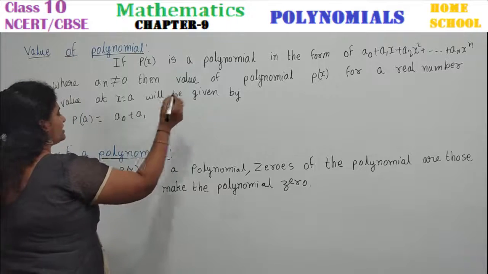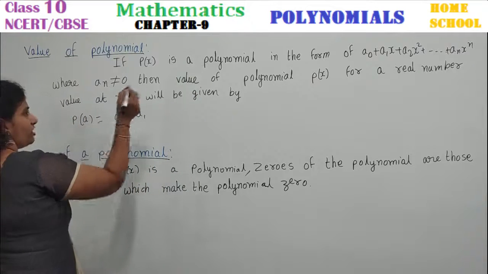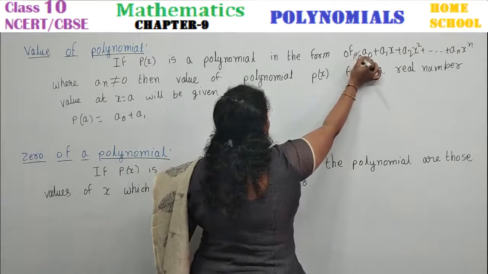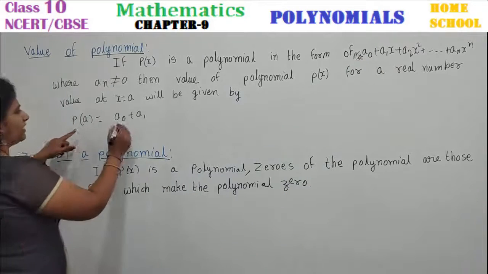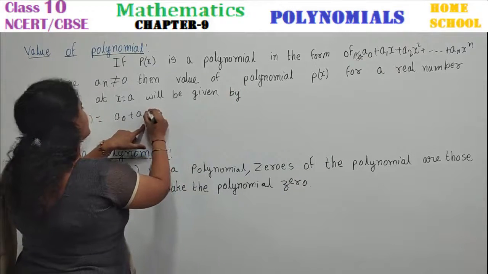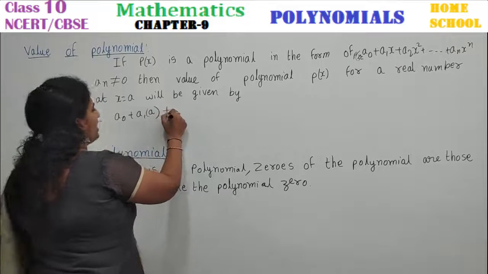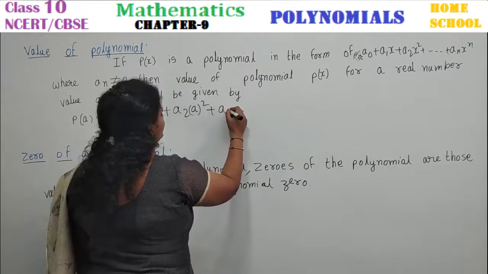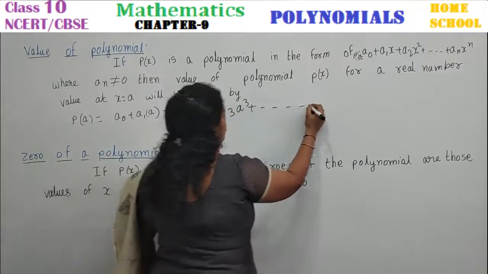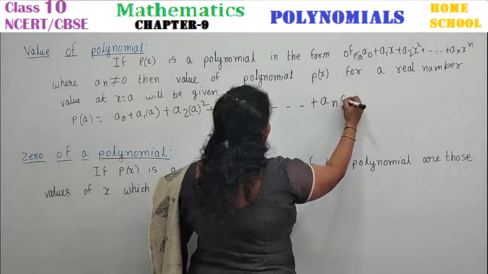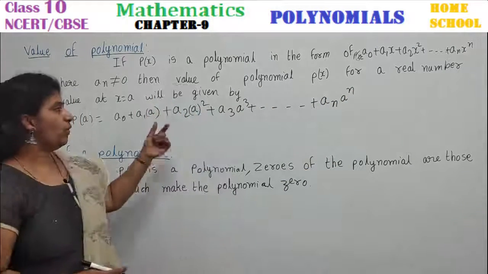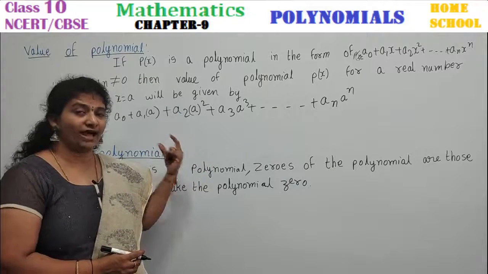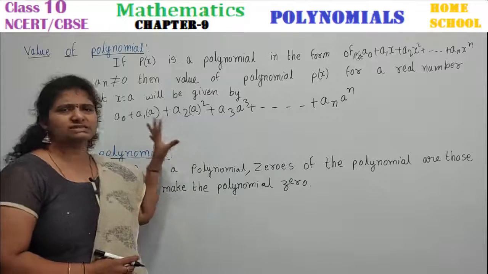So see the polynomial expression there. In the place of p of x, I have written here p of a. You need to equate this with p of x. Wherever you have x, you just replace it with a: a0 plus a1 into a plus a2 a square plus a3 a cube plus so on up to an a power n. What we are doing here is replacing the x value with a in order to get the value of the polynomial. So this is just the statement.